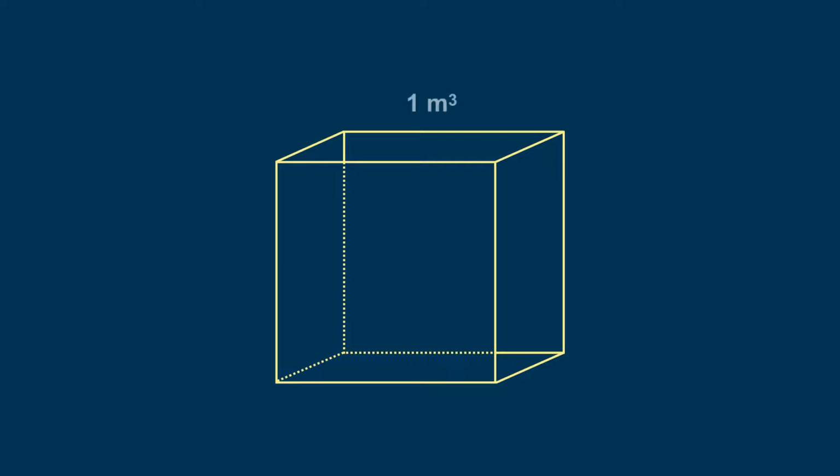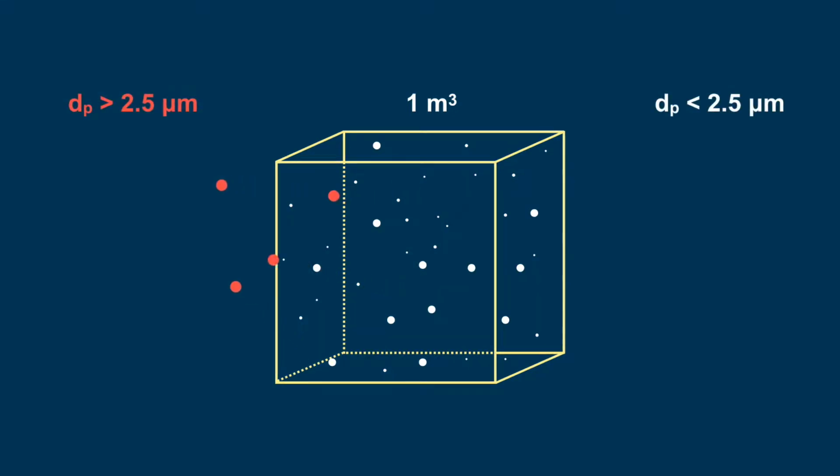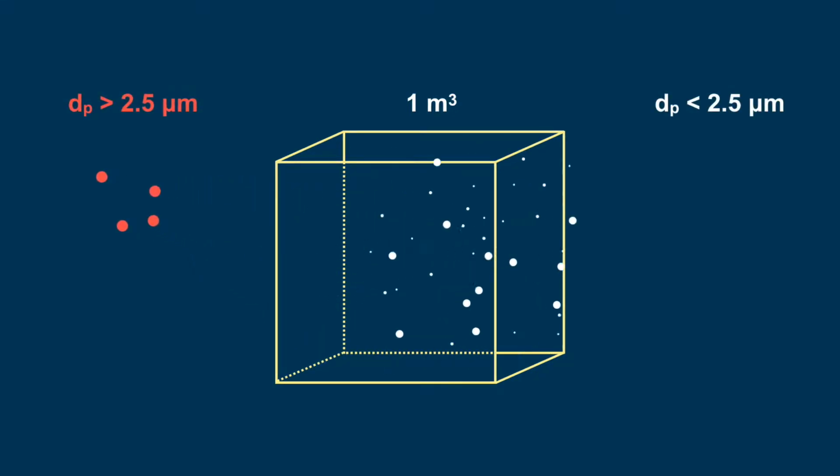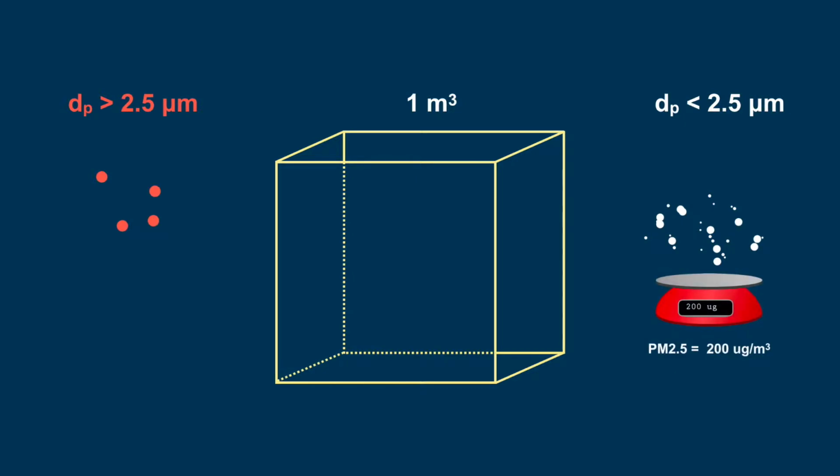To visualize what this means, imagine 1 cubic meter of air. Then imagine all of the aerosol particles that occupy that space. If we remove all the particles larger than 2.5 microns, then weigh the remaining small particles, we would find the total mass concentration of PM2.5 per cubic meter of air. In this example, if we imagine that the fine aerosols that came from 1 cubic meter of air weighed 200 micrograms, our PM2.5 concentration would be 200 micrograms per cubic meter.